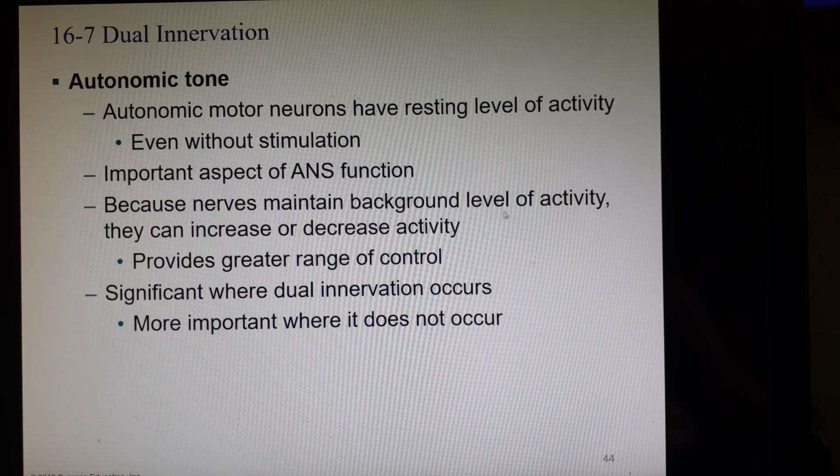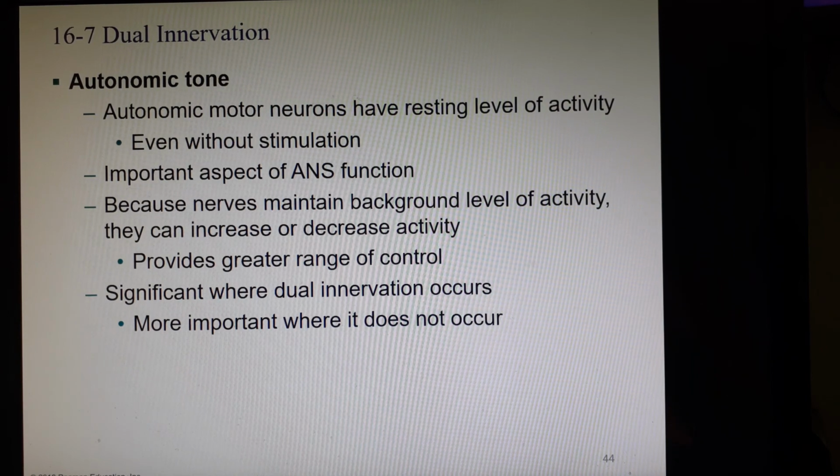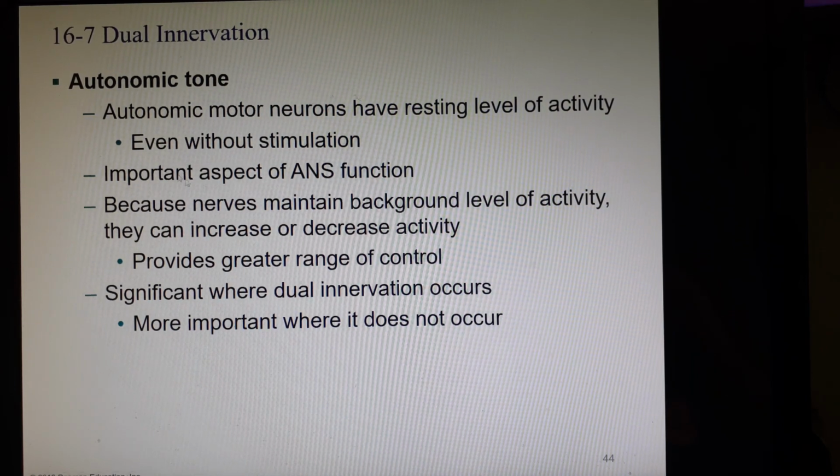The nerves maintain your background level, so they are always at the ready. They don't have to come on. We can just fine tune whether we need to tone them down or push them up. Okay, so it's really important where you have dual innervation that you have them both have a background amount of activity. It's even more important where you only have one of them.